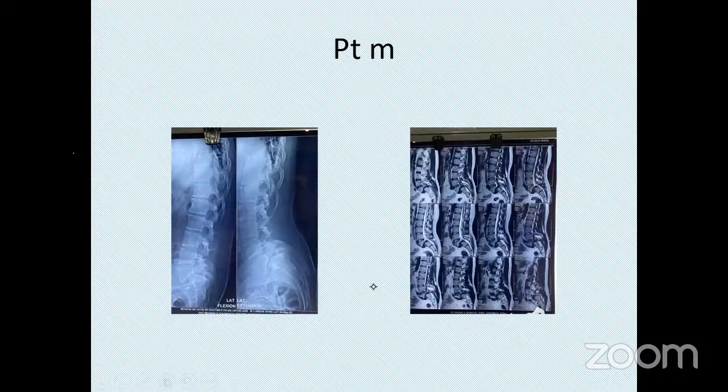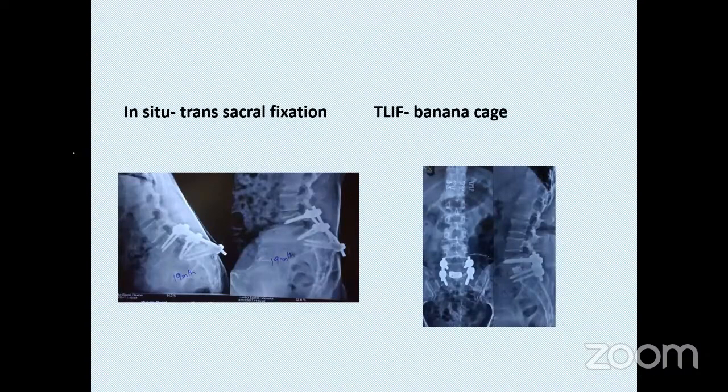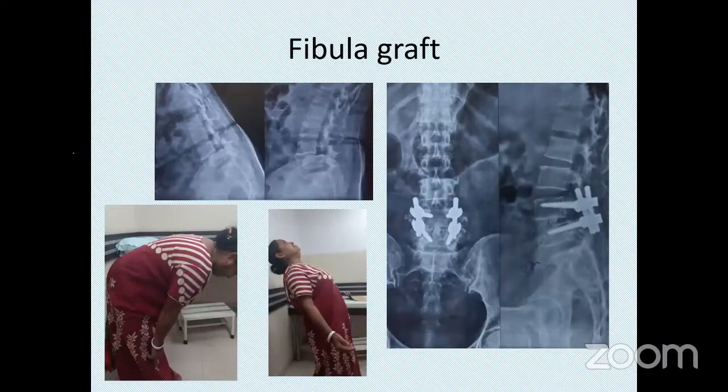So all these things have to be taken into consideration when you take a decision. This is another patient. He has a very high grade lysis. We check out, this is almost grade 3 to 4 lysis, and he had very significant neurological symptoms. Here we could achieve a good amount of reduction in this patient, and this is at 3 months, where he is able to bend properly. Transsacral fixation or another kind of cage, that is a banana cage, can be done. Or a fibula graft can be used by jacking up the space. We could achieve a 360-degree fusion in this case.